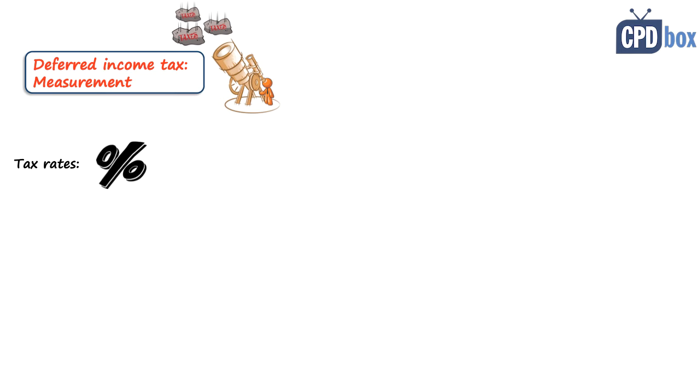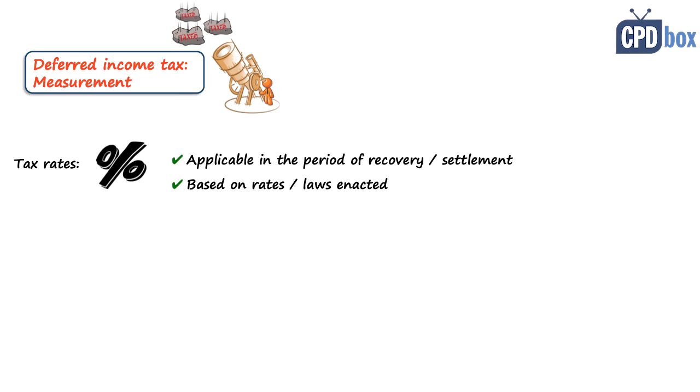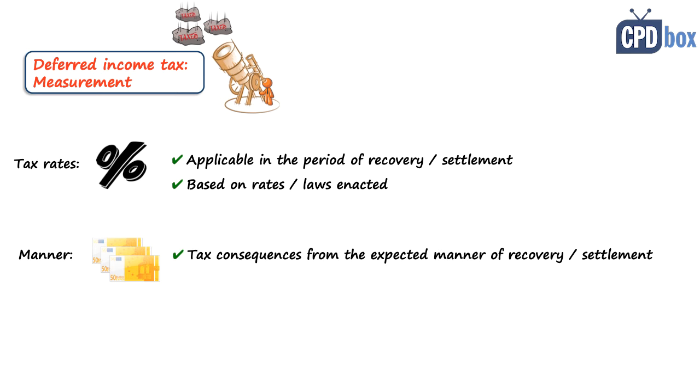In measuring deferred tax, you need to use the tax rates expected to apply in the period of settlement or recovery, but based on tax rates that have been enacted or substantively enacted by the end of the reporting period. Sometimes different tax rates apply for different types of transactions, and the measurement of deferred tax liabilities and assets shall reflect the tax consequences that would follow from the manner in which you expect to recover or settle the carrying amount of your assets or liabilities.